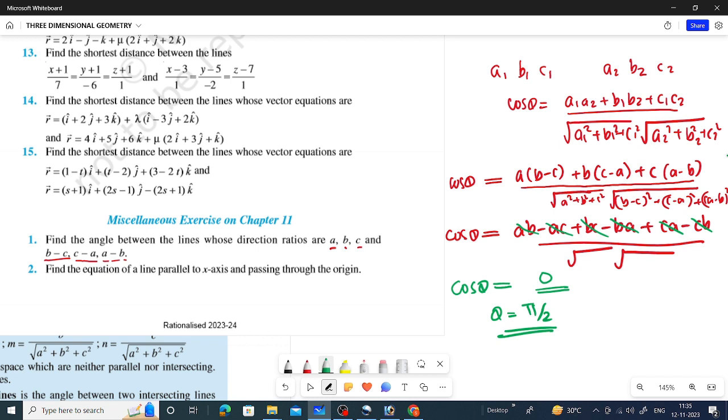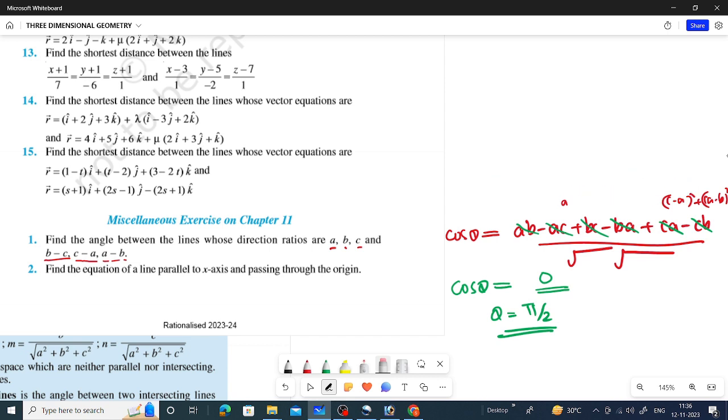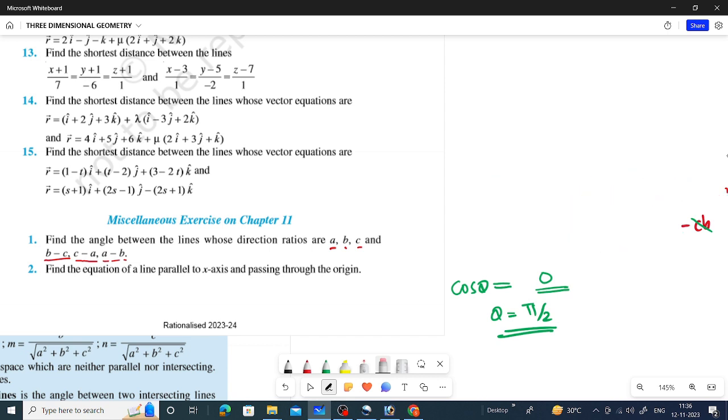Now the next question is: find the equation of a line parallel to the x-axis and passing through the origin. So let us understand what the question is. We have to find the equation of a line passing through a point, say x1, y1, z1.